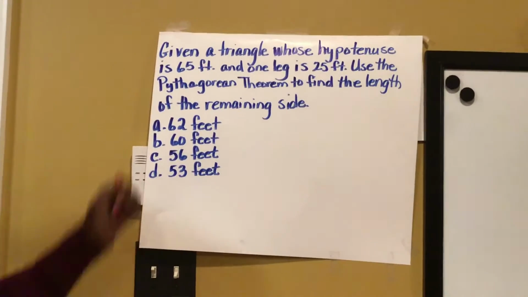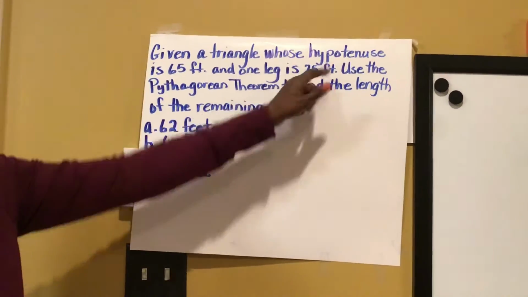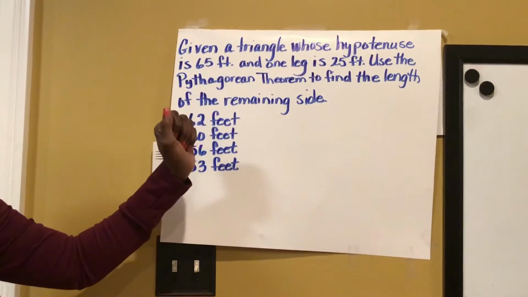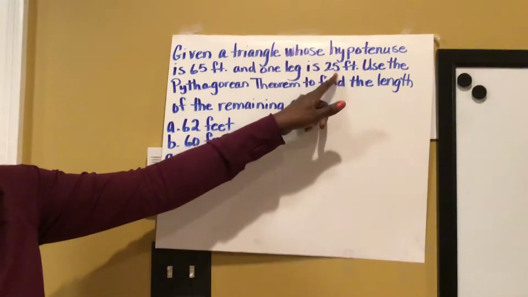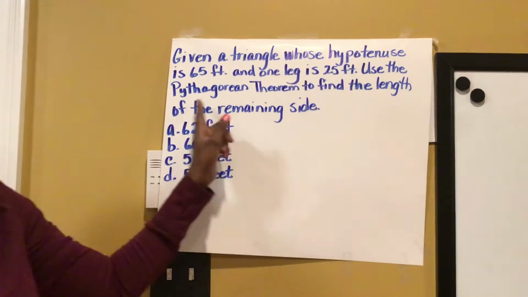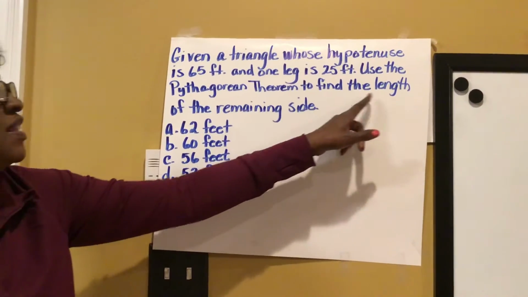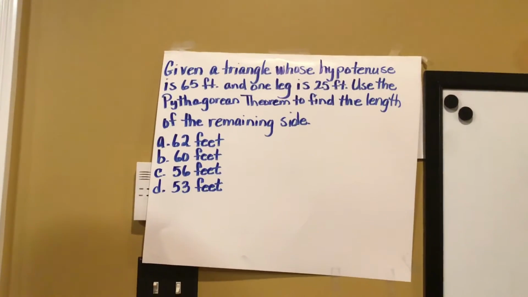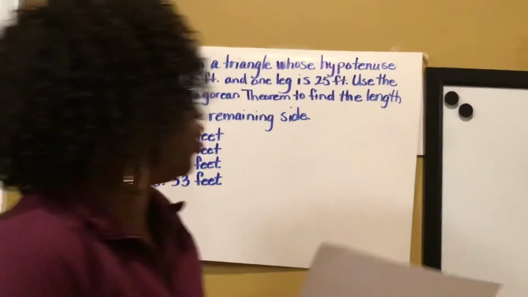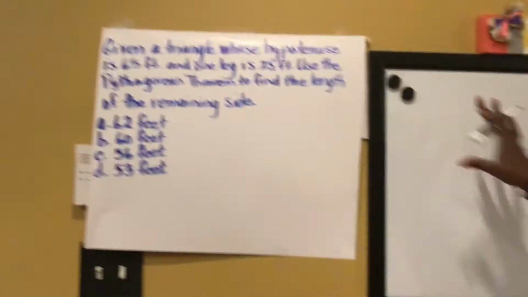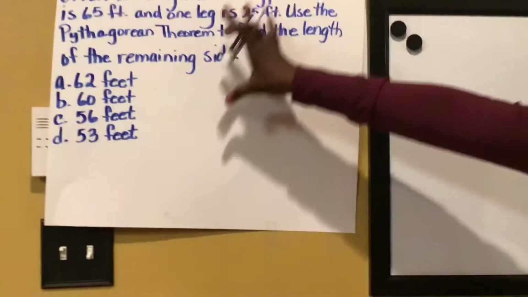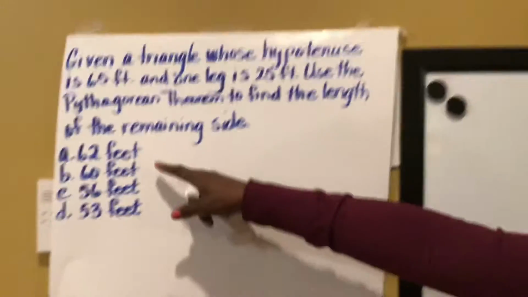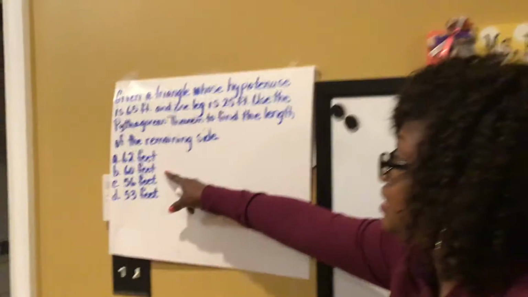Follow along as I read. Given a triangle whose hypotenuse is 65 feet and one leg is 25 feet, use the Pythagorean theorem to find the length of the remaining side. So let's go over here to my board and hopefully you can see both at the same time. We're going to take this information here and look at our choices. Is it 62 feet, 60 feet, 56 feet, or 53 feet?